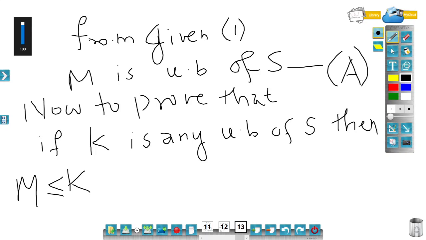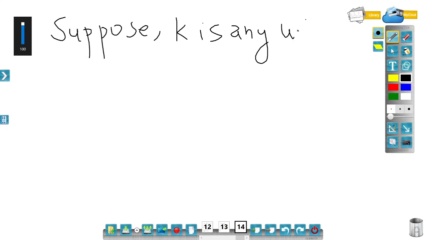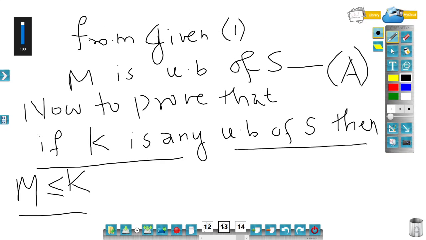So how will I prove it? To prove this, again, we use the method of contradiction. Suppose this statement is not true. We assume that K is an upper bound, but M is not less than or equal to K; M is strictly greater than K. So suppose K is any upper bound such that M is greater than K. Because if it were not true, then K being any upper bound of S would give M less than or equal to K.